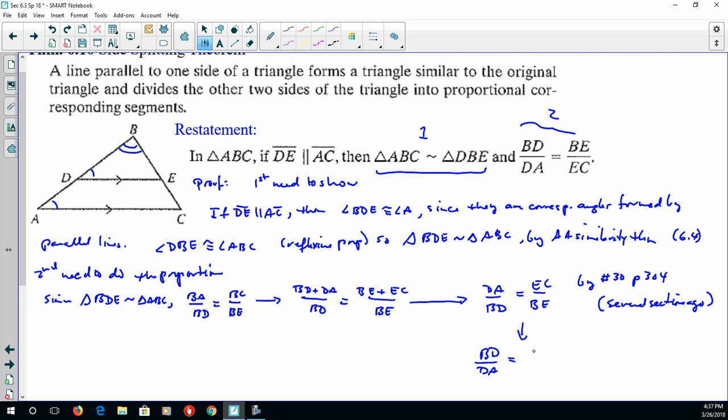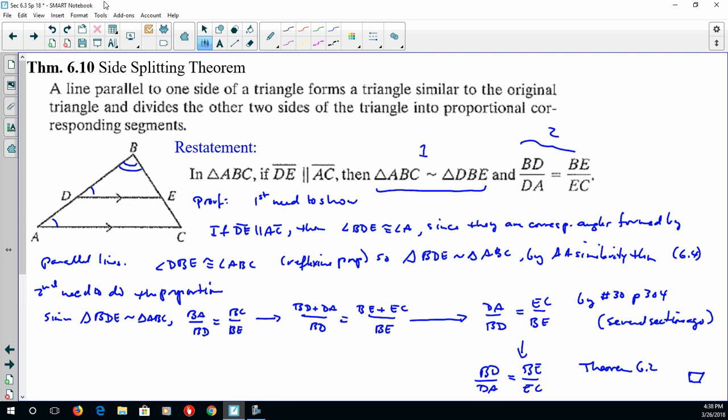And that is by theorem 6.2. They have a number of proportions written down there that are equivalent. If this is true, then this is true, if and only if this is true, and so on and so on. So we're done. We just finished the second part of this. Okay, so side splitting theorem. It's a nice little theorem to remember here.